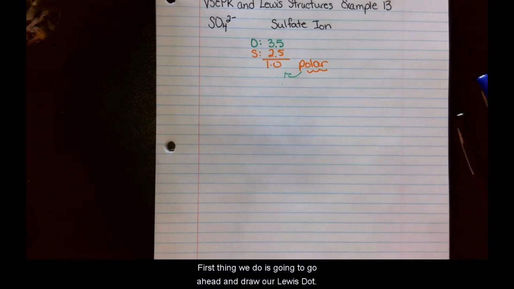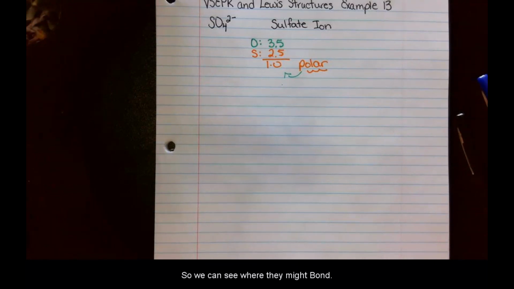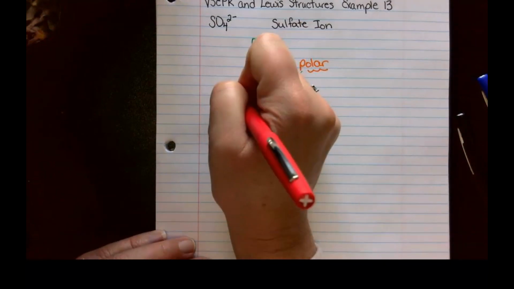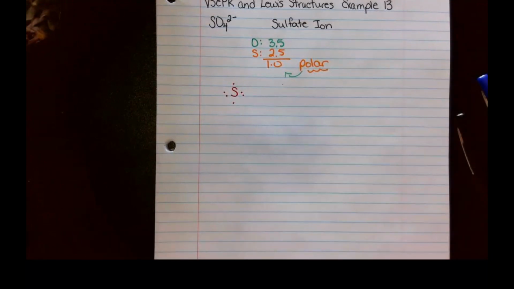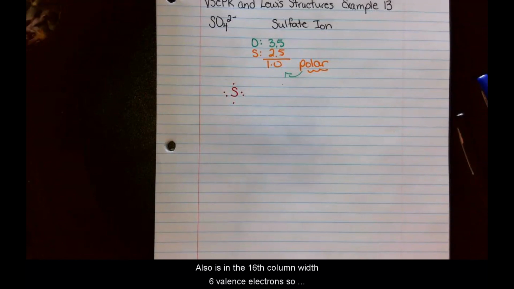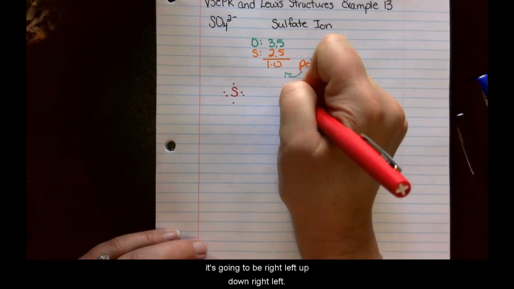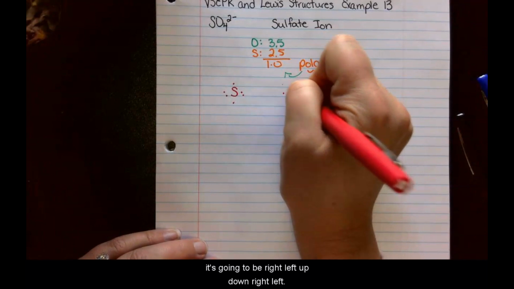So remember, the first thing we do is draw our Lewis dots just so we can see where they might bond. With sulfur, we know that this will not necessarily hold true because sulfur does enjoy an expanded octet. So with sulfur, we're going to go left, right, up, down, left, right, because sulfur is in the 16th column, which means it has 6 valence electrons. Oxygen also is in the 16th column with 6 valence electrons. So it's going to be right, left, up, down, right, left.